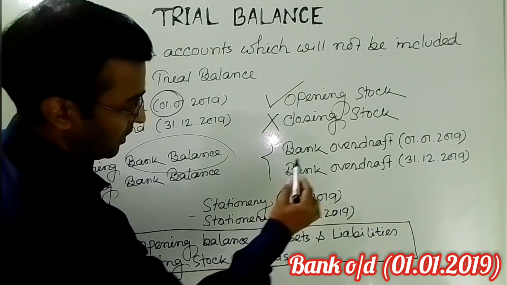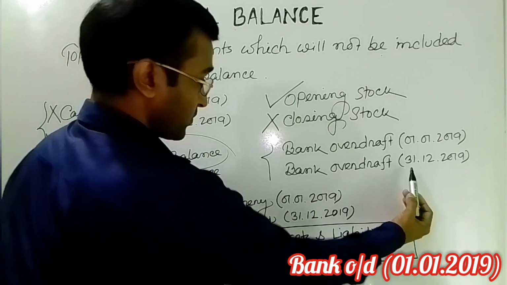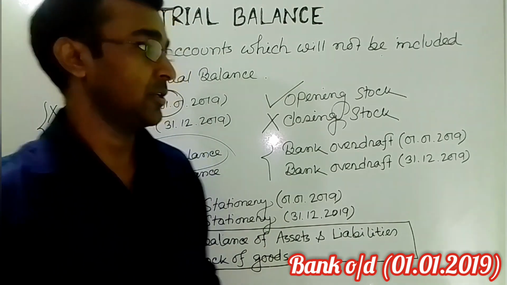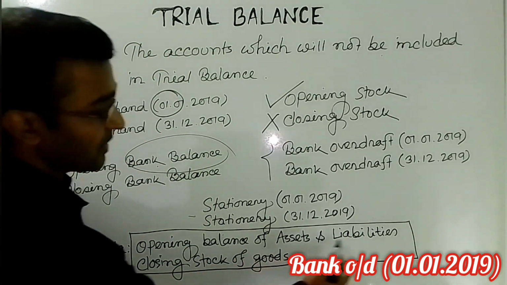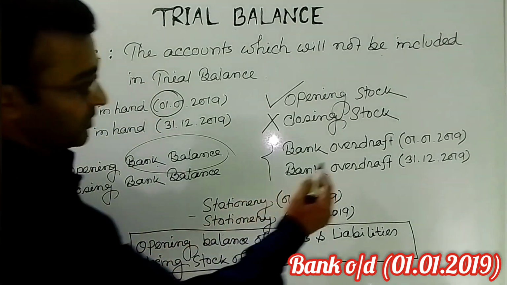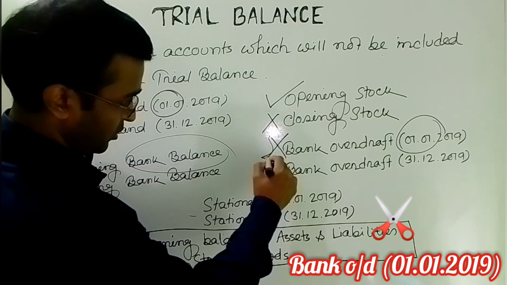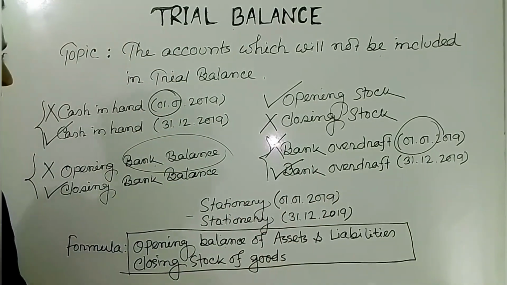Next pair, bank overdraft first and bank overdraft last date. Look, bank overdraft is one kind of liability. So here, look, opening balance of asset and liabilities. Opening balance, find out the opening balance. This one is called opening balance and it will definitely not be included in trial balance. So 31st will be included here.